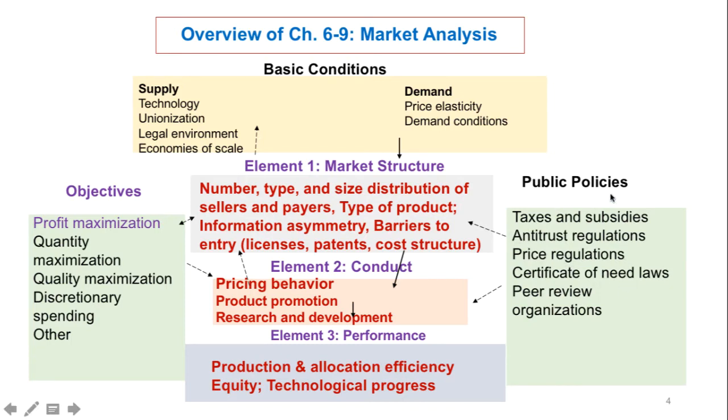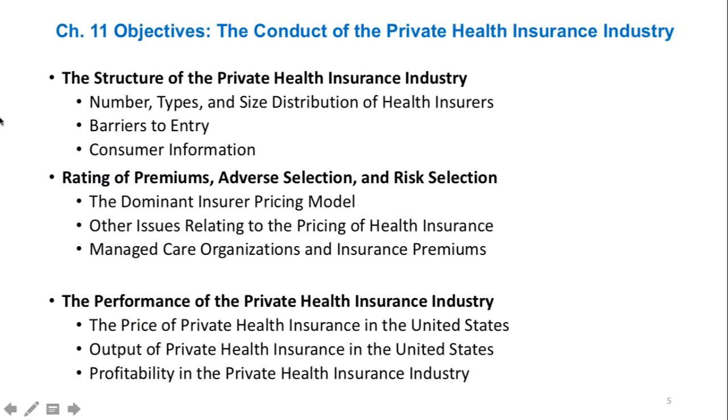You also learned about the public policies, how they affect three elements in the market: market structure, conduct, and performance. In this lecture, you will learn about the market structure, conduct, and performance in more detail. So you will learn about the structure of the private health insurance industry by looking at the number, types, and size distribution, and barriers and consumers' information. And then we move to the pricing behaviors of the industry and the performance of the private health insurance industry.